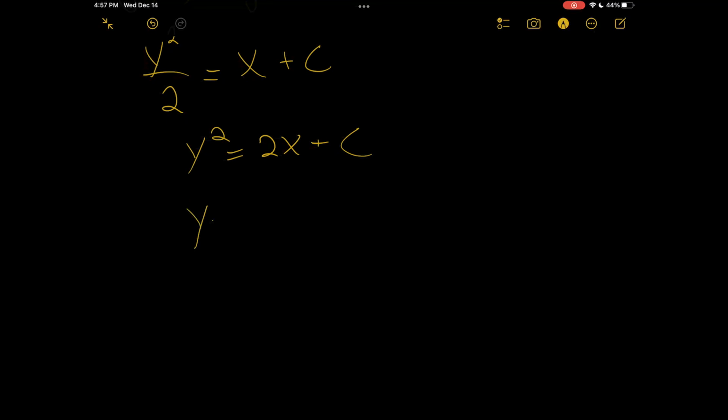And then we're going to take the square root of both halves of the equation. So this is the plus or minus square root of 2 times x plus c. And that's our answer.